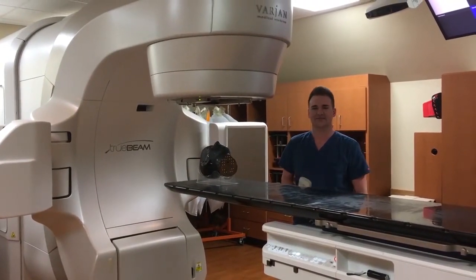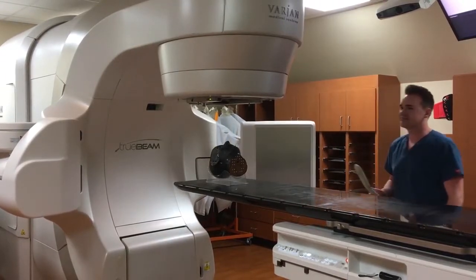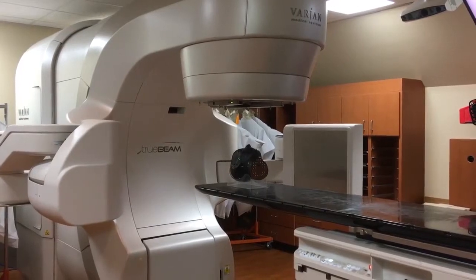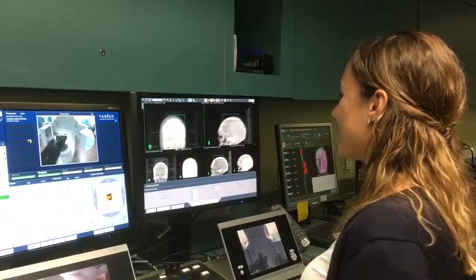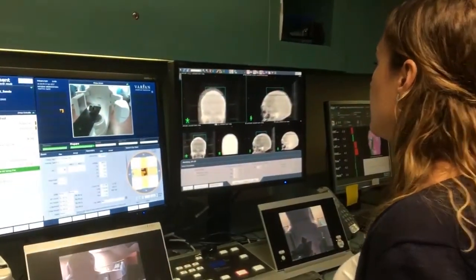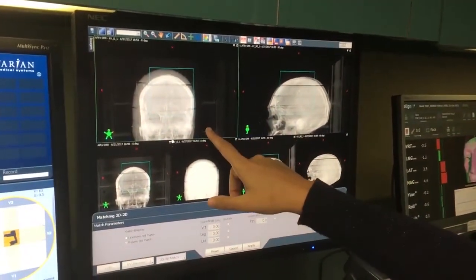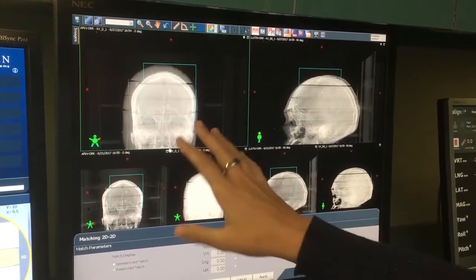Now we'll pull out the lateral imaging panels to take our kV imaging. Typically, one image is taken from the lateral plane, and then the gantry will be rotated to take an AP. Here we have taken some kV images for patient setup. These are orthogonal images. As you can see, we have an AP or PA one, and a lateral, whether it's right or left doesn't really matter.